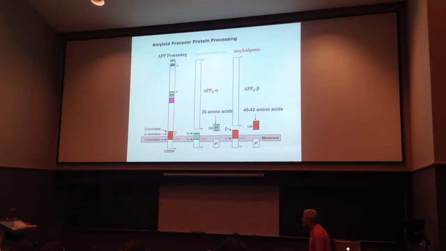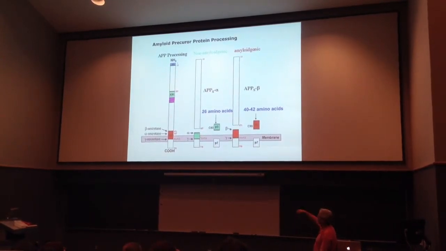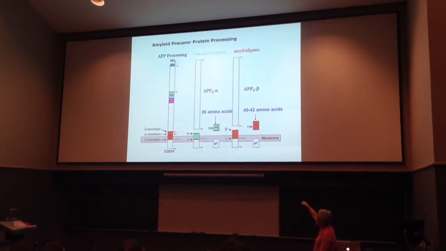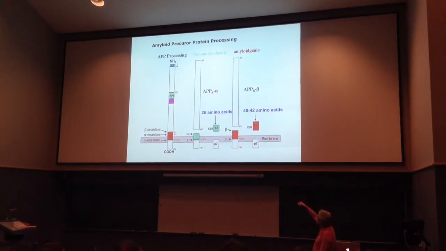So this is an oxygen sensor. I'm not sure exactly what that has to do, but it looks like oxygen sensors. If you cut with the alpha and the gamma secretase, you get this fragment here, which is 26 amino acids, that's called P3. And if you cut with the beta secretase and the gamma secretase, you get this fragment here, it's either the 40 or 42 amino acid piece.